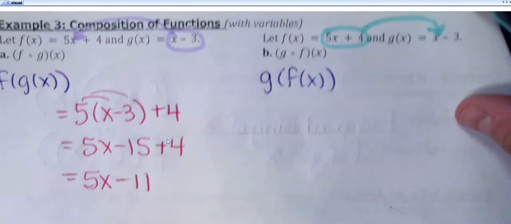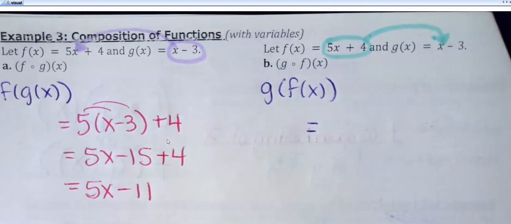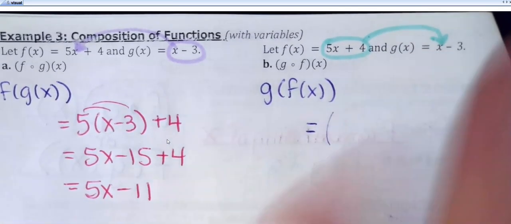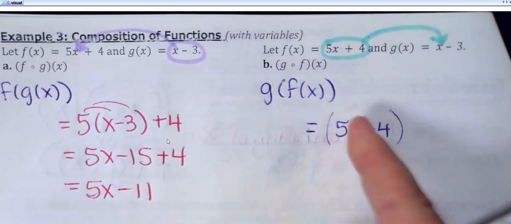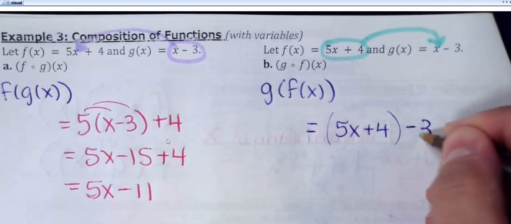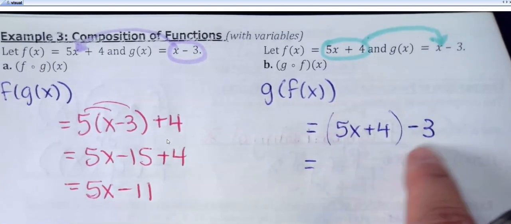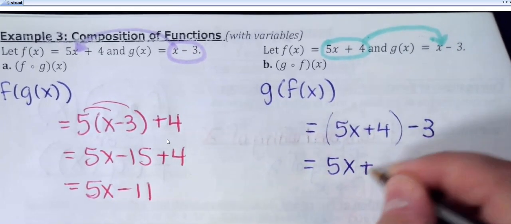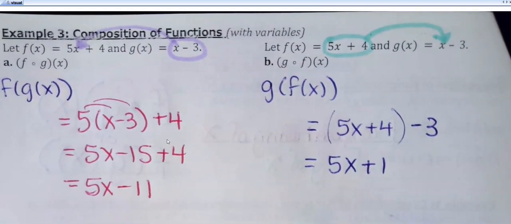Okay, now this one's just a little bit different, it's just x. There's nothing to distribute or anything like the last one. So when I write this, I'm just going to lightly write parentheses here, but I don't really need them. So 5x plus 4 is replacing that x, and then you have minus 3. I just have a plain x, so if you want to think about dropping those parentheses, there's nothing to distribute, but I can combine like terms because I can put the 4 and the negative 3 together. So the expression for my answer for that one is going to be 5x plus 1.